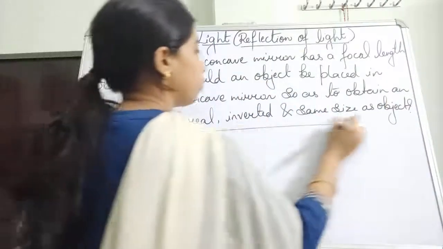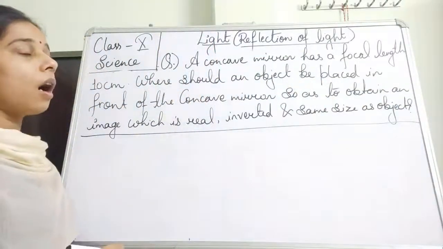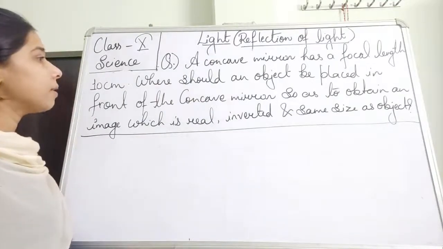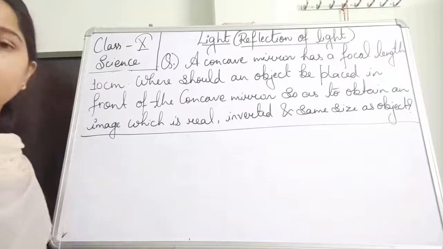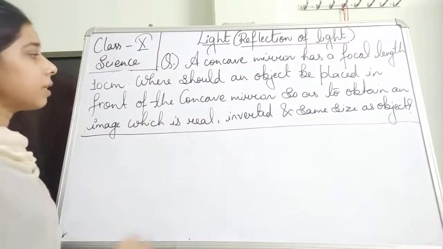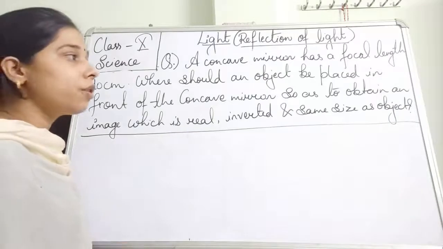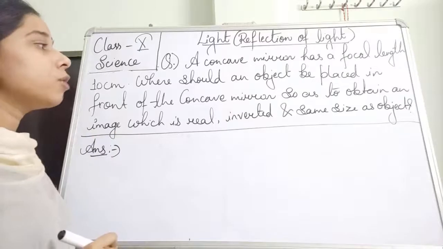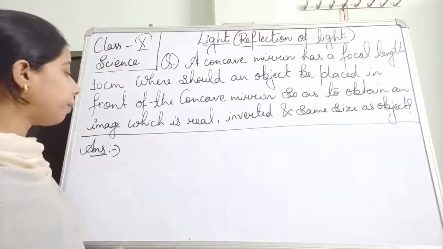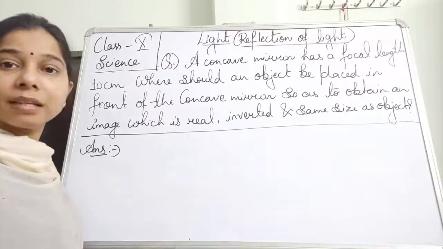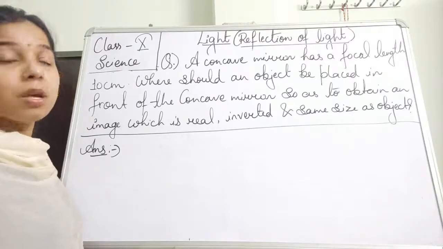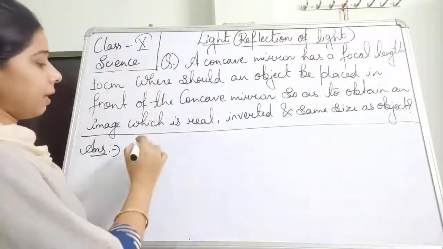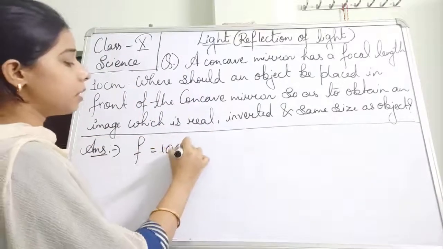So you can see here, student, this is the question. A concave mirror is there which has a focal length, and that focal length is equal to 10 centimeter. Now see, focal length of 10 centimeter. So where should an object be placed in front of the concave mirror so as to obtain an image which is real, inverted and same size as the object, student? So you see here, what are the things which are given? Focal length is given, and focal length is equal to 10 centimeter.